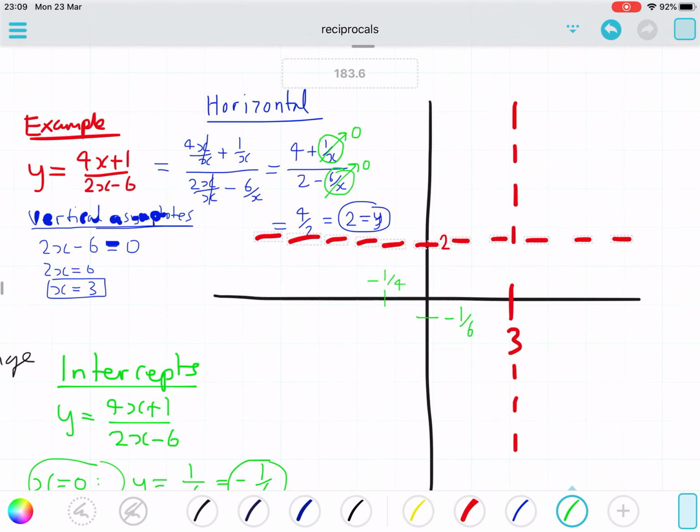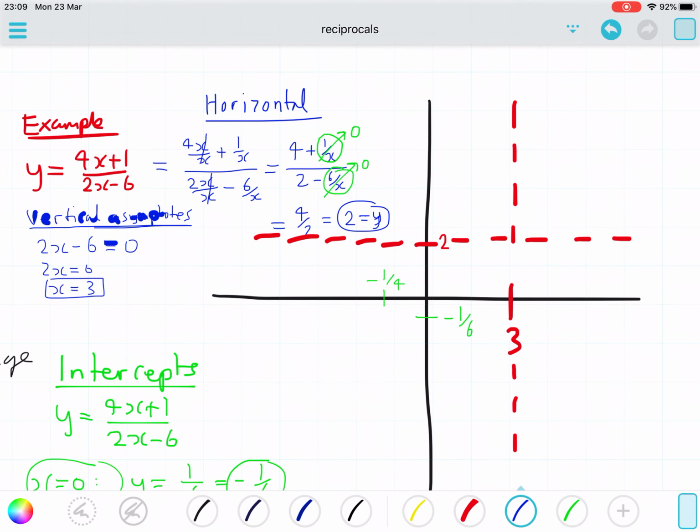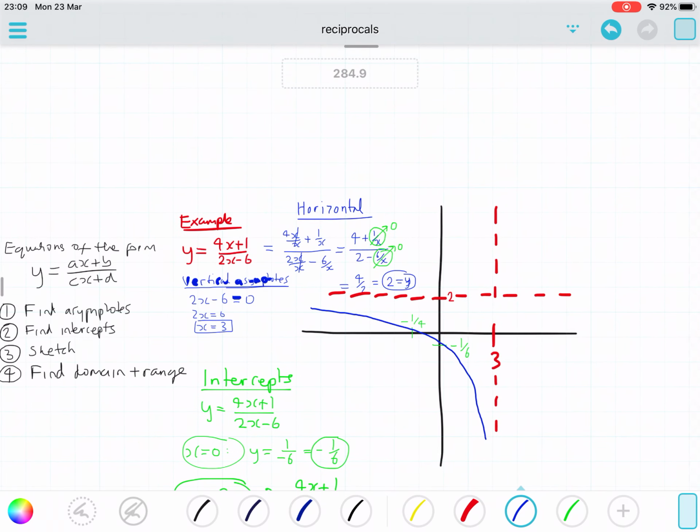Okay, cool. So now we can actually sketch the function finally. We've just got to make sure it goes through those intercepts and down like that, and on the other side it's going to go like that. And that's our sketch of our function. So we did it.